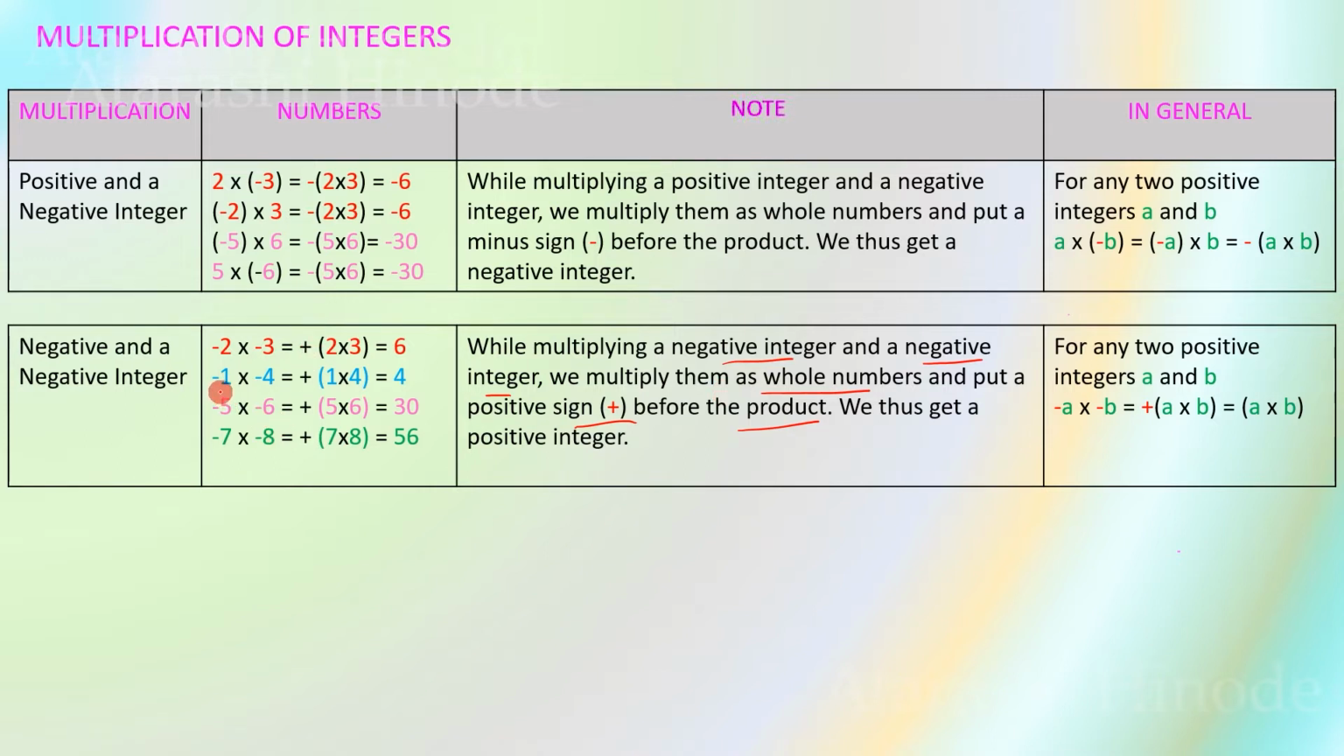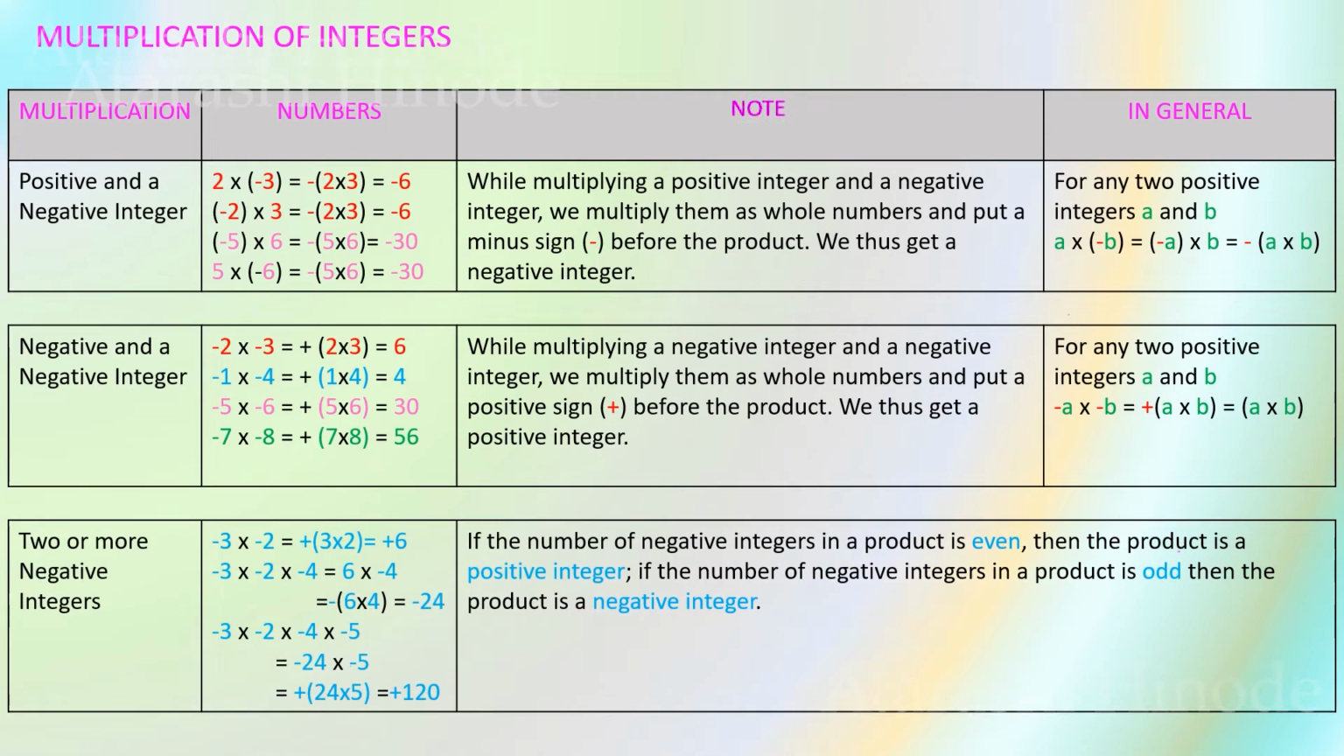To multiply minus 1 and minus 4, we multiply them as whole numbers and then put a positive sign here. Thus we get a positive integer. In general, for any two positive integers a and b, minus a into minus b is equal to a into b.